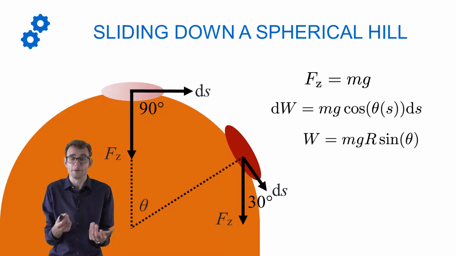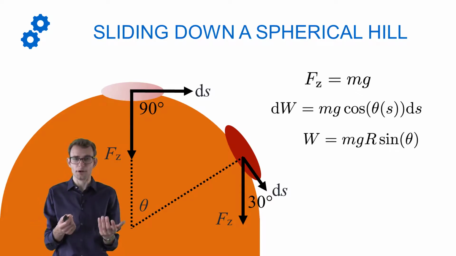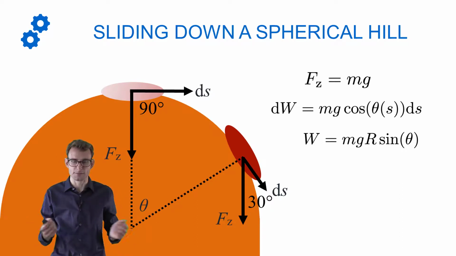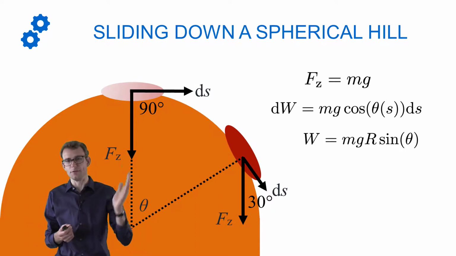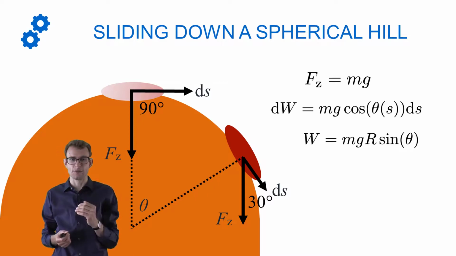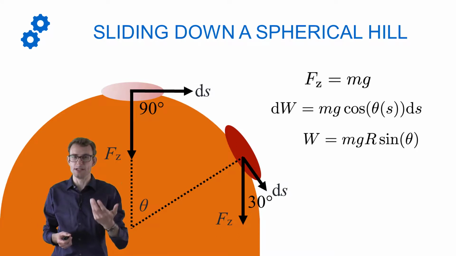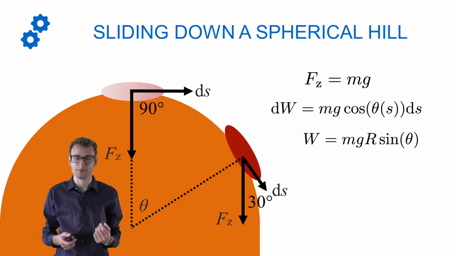And now we can integrate, and what we find is that the work depends on the total angle that you covered and the radius of the sphere. And in particular, if you've gone the full quarter circle, you'll have m times g times r, which is something that you'll find come back later.